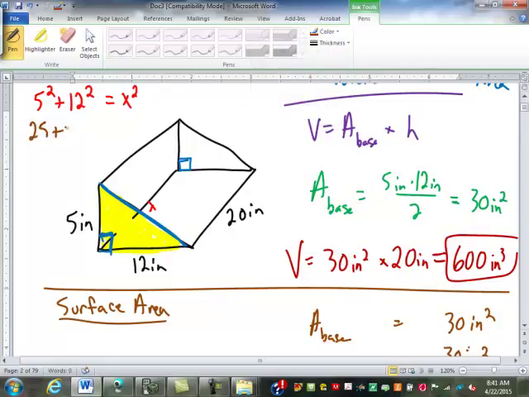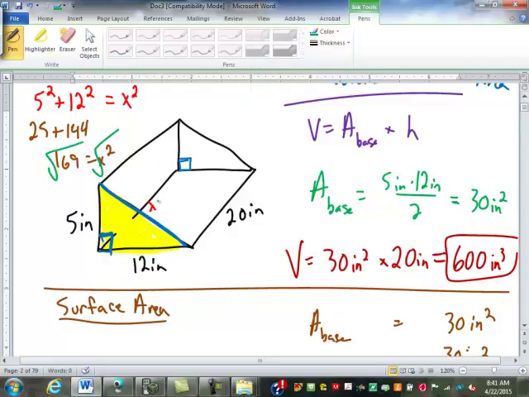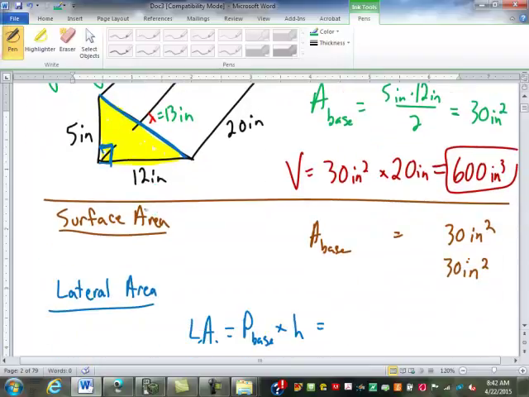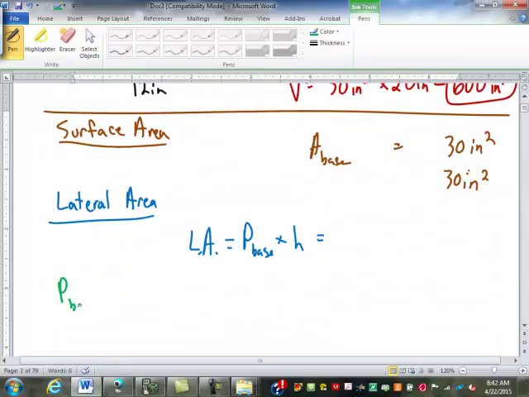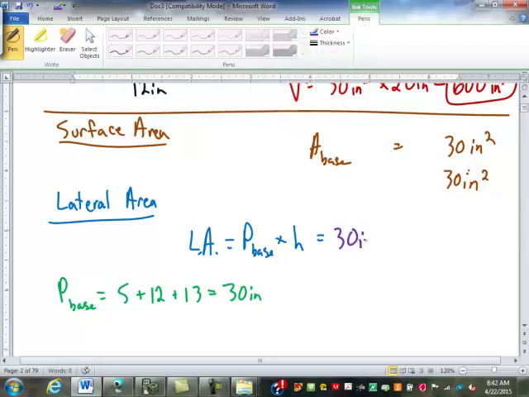So 25 plus 144 is 169 equals x squared. So we need to square it. X is 13 inches. 13. Yep. So that means our perimeter of our base is 5 plus 12 plus 13, which is 30 inches. So our lateral area here is 30 inches, perimeter of the base, times the height of 20 inches for 600 square inches.